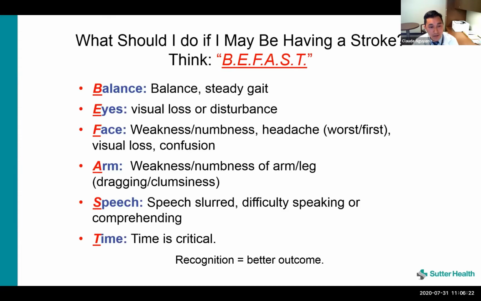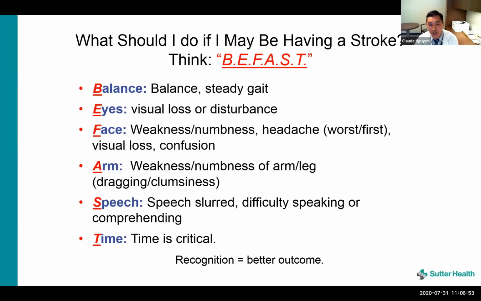A is for arm, so weakness of the arm, but also of the leg. So any weakness, especially that affects one side of the body. A really easy way to determine this is to have somebody hold up their arms, and if one arm floats downward, that might be a sign that there's weakness on one side. But it also can mean clumsiness or any kind of incoordination with one side of the body.